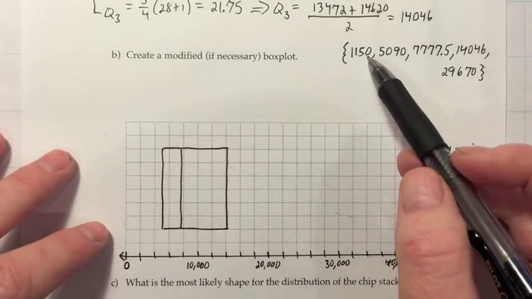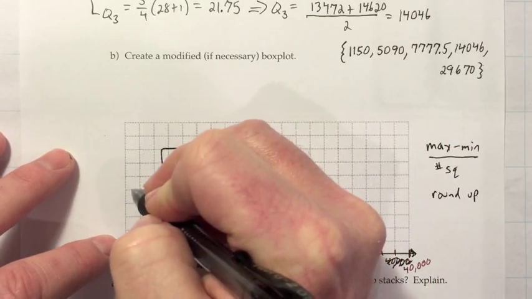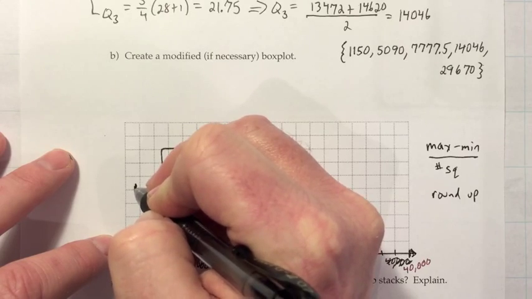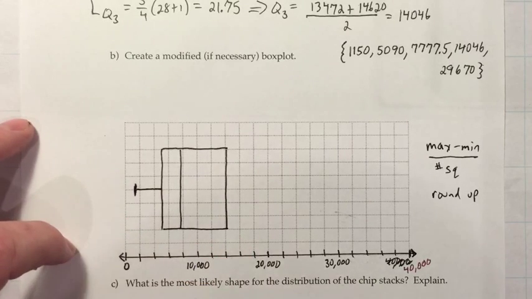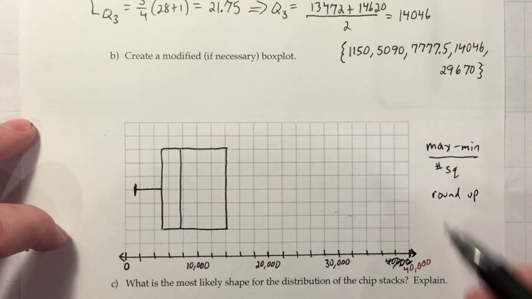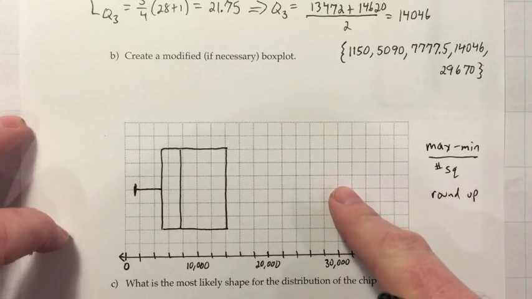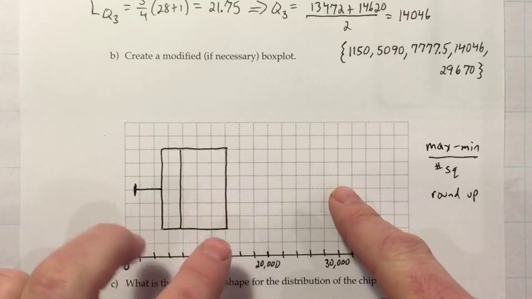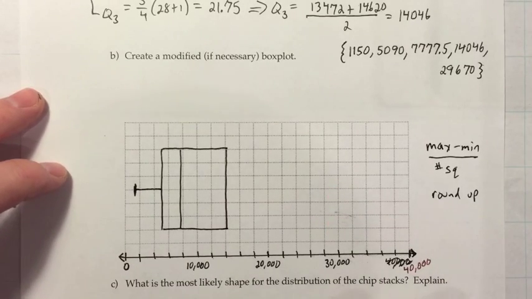And so I see that the 1150 is about right, let's see, this is actually 2000, so 1150 is maybe right about there. If you have a whisker that's shorter than your box, there's no way there's a modification needed there or an outlier that's going to show up. If you want to calculate the lower fence, you can, but it really is optional when you can see visually that you have a very short whisker. On the other side, when I go to that 29,670, that's about out to here. That's a fairly long whisker if I draw it in, and that means there might be an outlier on the upper side. So to check for that, I need to calculate the upper fence.